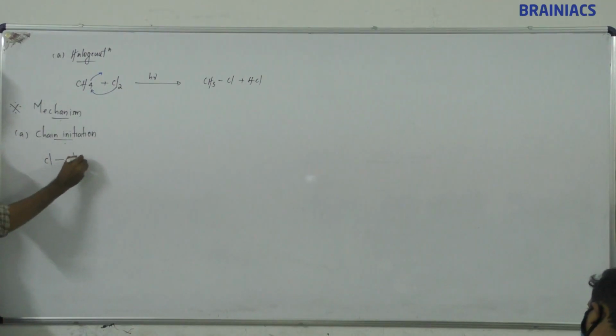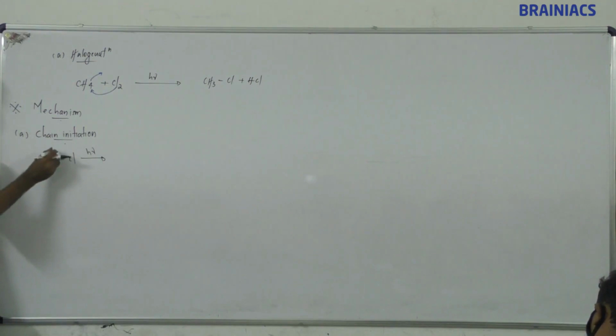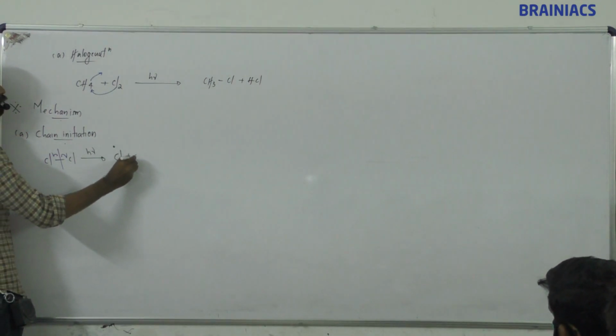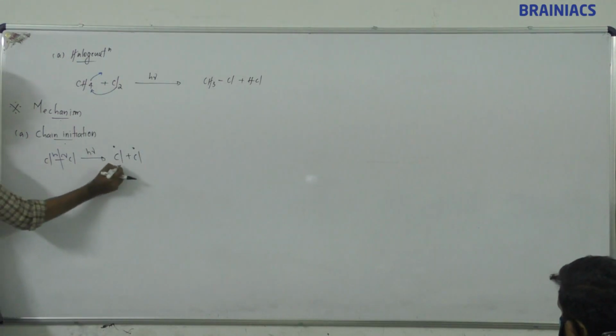In presence of sunlight, the chlorine undergoes homolysis to form chlorine radicals. Let this chlorine radical be A.